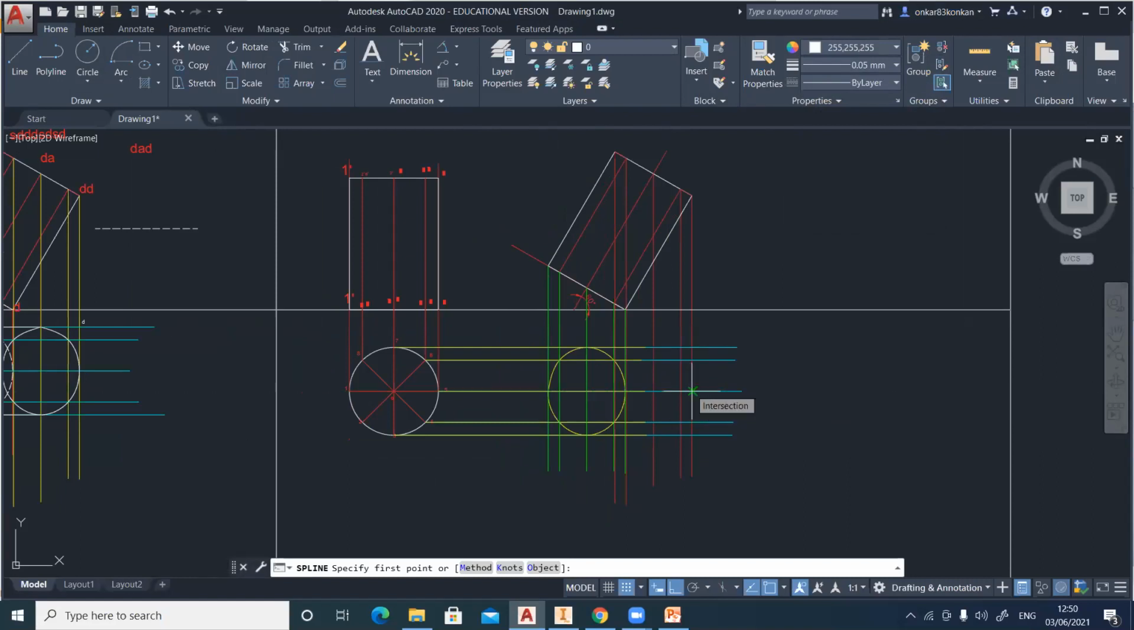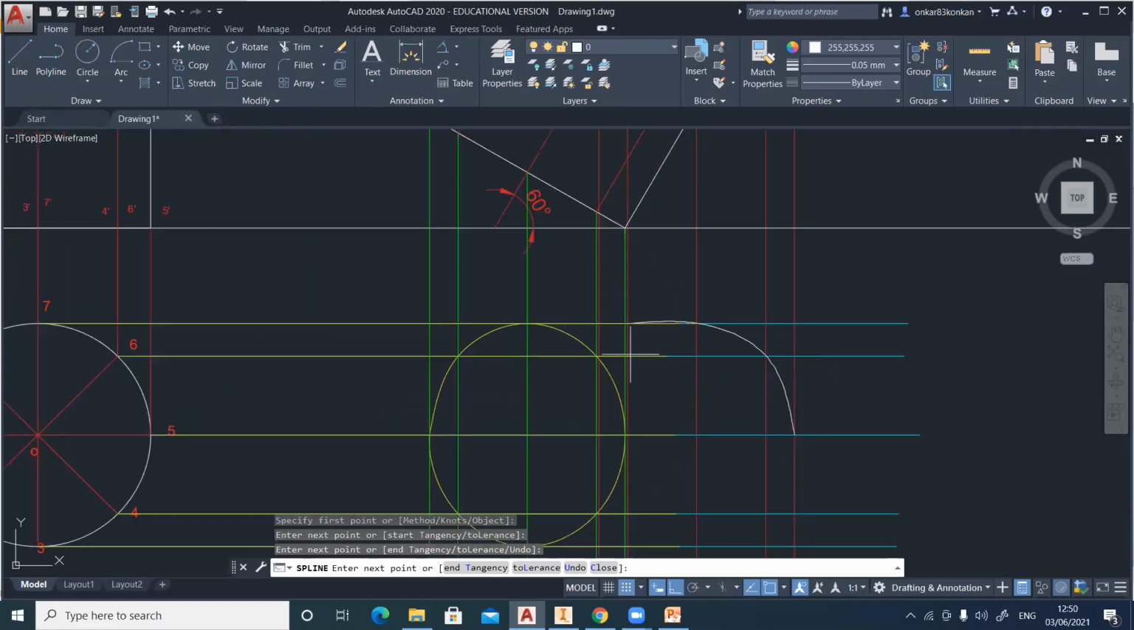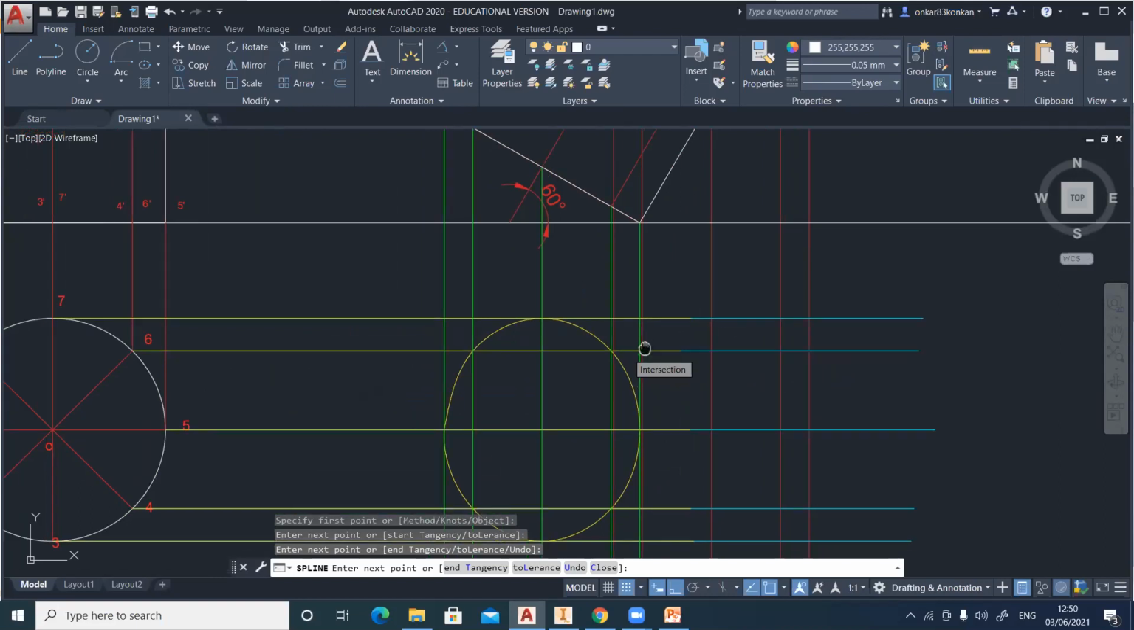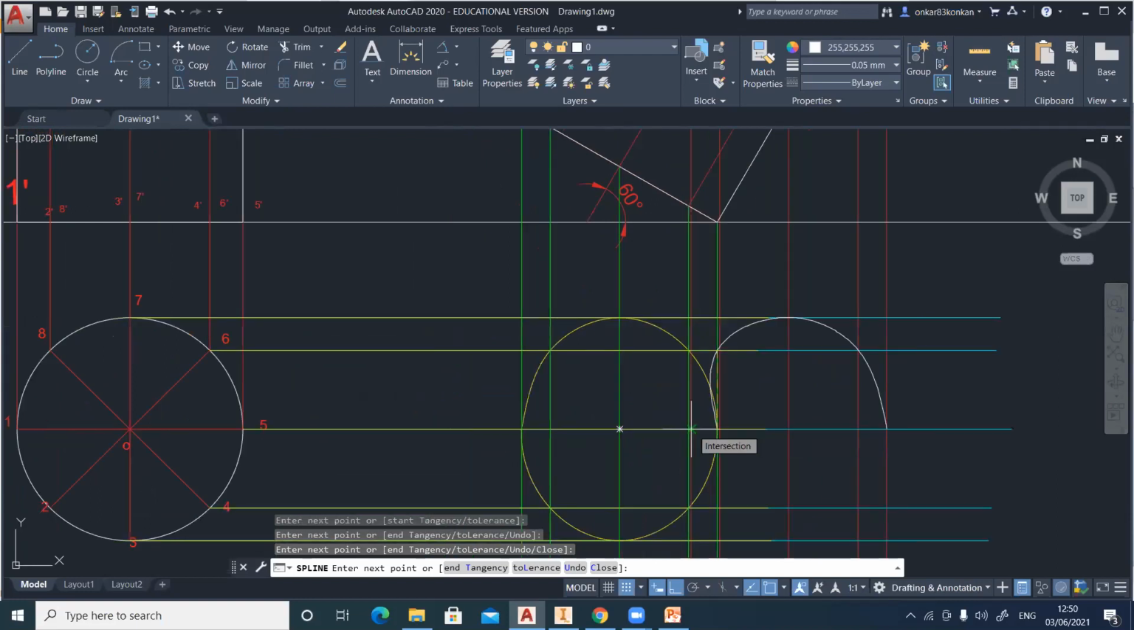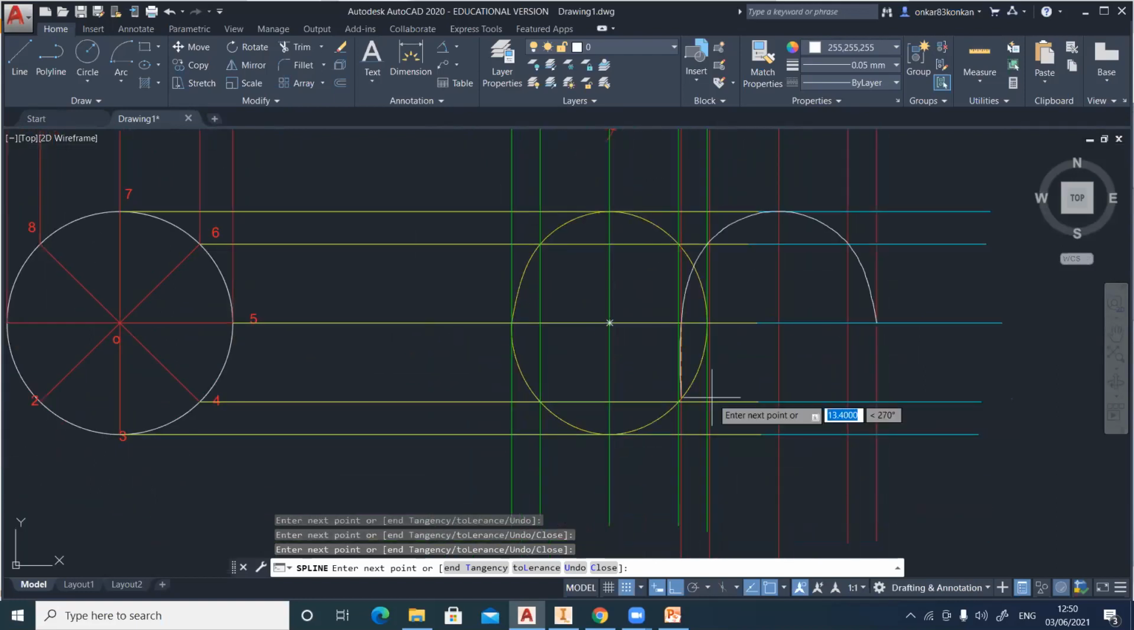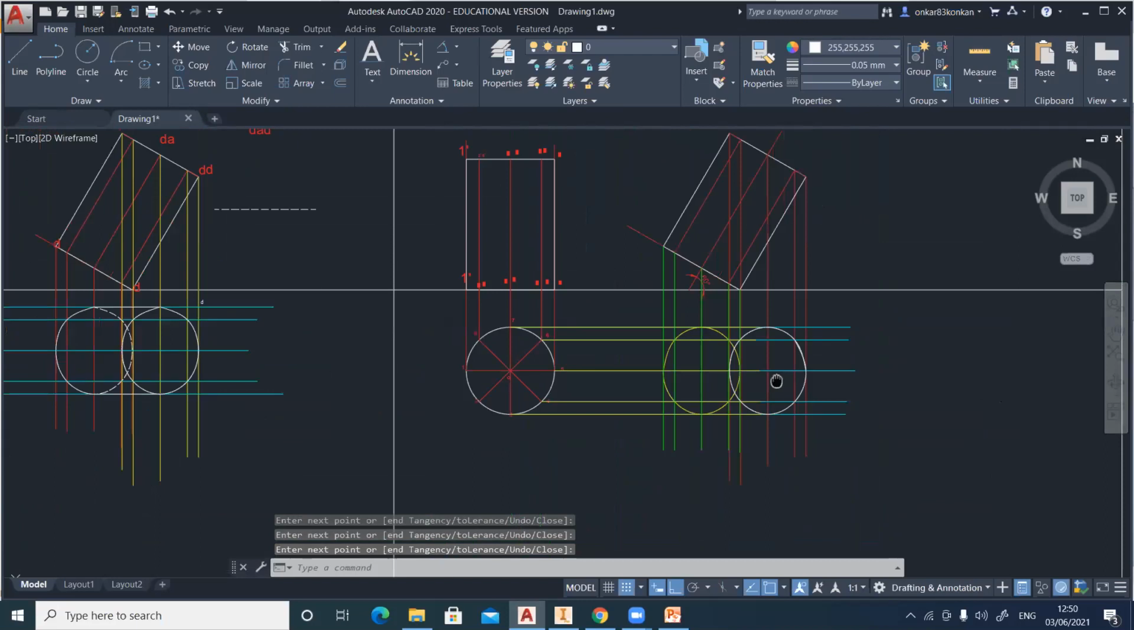So this is point 5. This is point 6. This is 7. Just observe here the red lines. Then this is point 8, and this is point 1. Then this is point 2. This is 3. And this is 4. And this is again 5. In this way you can draw the top base.